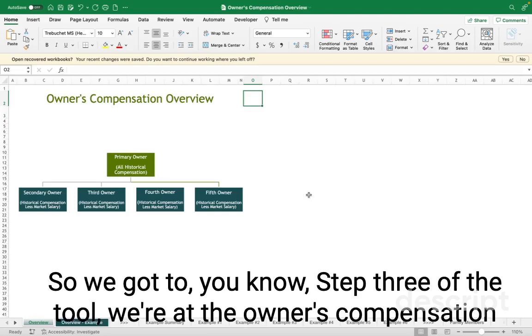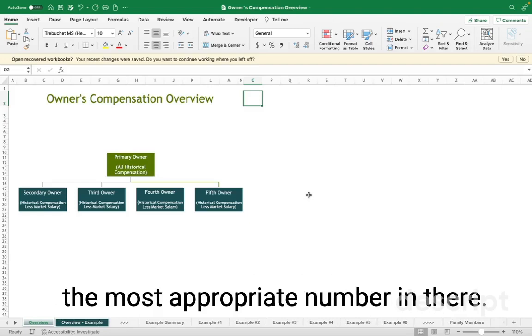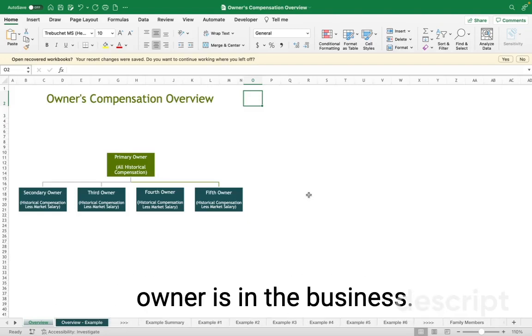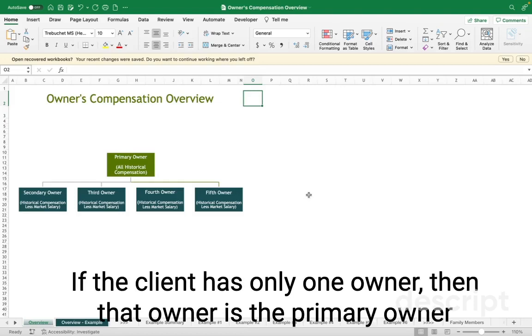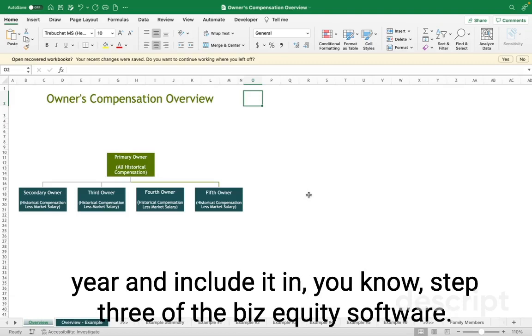So, we get to step 3 of the tool. We're at the owner's compensation box, and we're looking for an understanding of how to put the most appropriate number in there. The first thing we need to do is identify who the primary owner is in the business. If the client has only one owner, then that owner is the primary owner, and we will add back all of their historical compensation for that year and include it in step 3 of the BizEquity software.